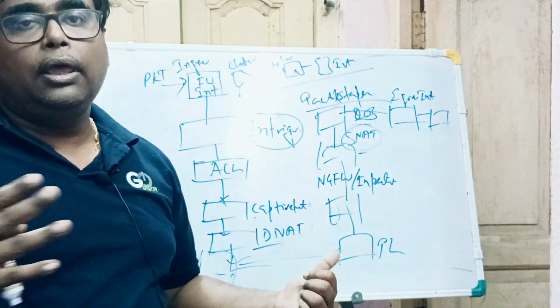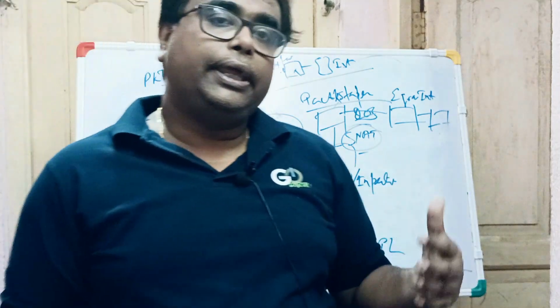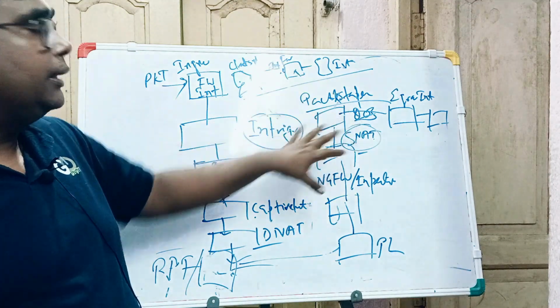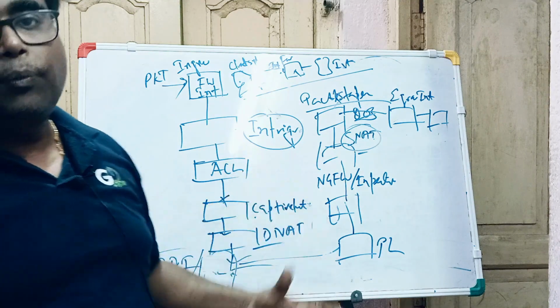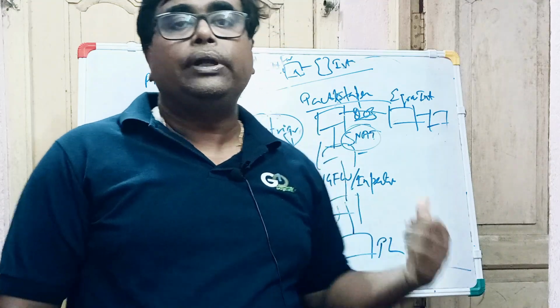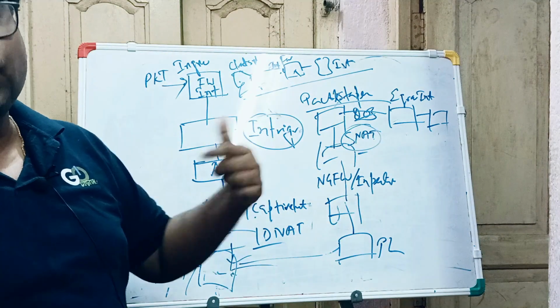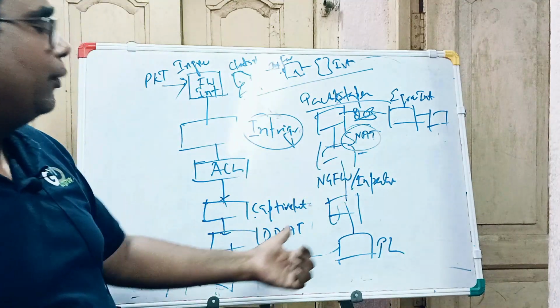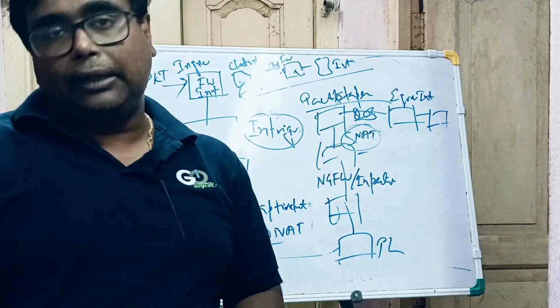So this is the overall picture of the FortiGate packet flow and where each step happens. This is the big picture. Hope you can understand. Later we can go into details when I show you on the policy level, so we can understand practically how it is configured and how it works. Thank you.